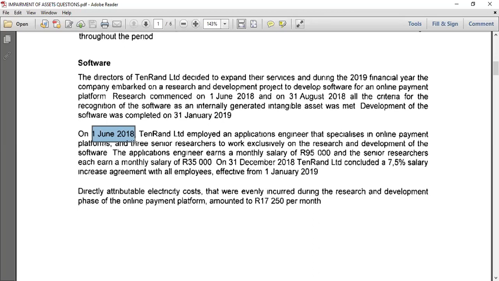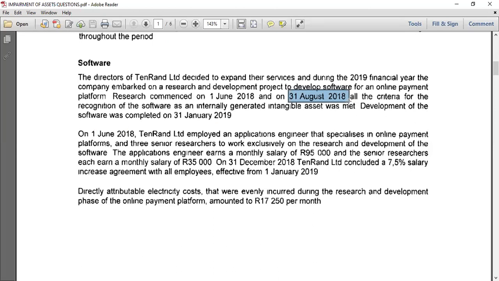All right. So on 31 December 2018, 10 Rand Limited concluded a 7.5% salary increase agreement with all employees effective from 1 January 2019. All right. Our research, remember that our development ended on 31 March 2019, and it started on 31 August 2018. So we'll not count August because the software was ready for development at the end of the month. So we'll say from September.